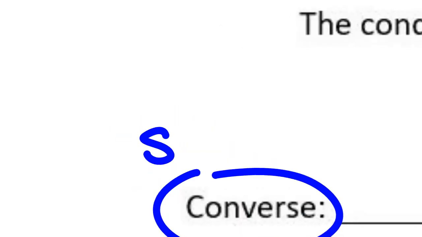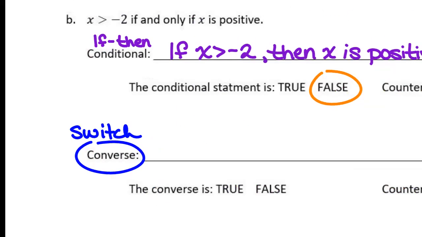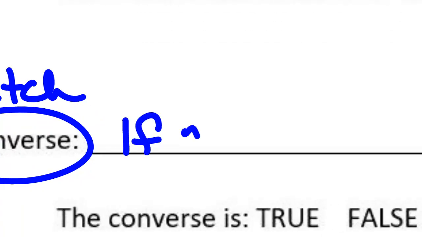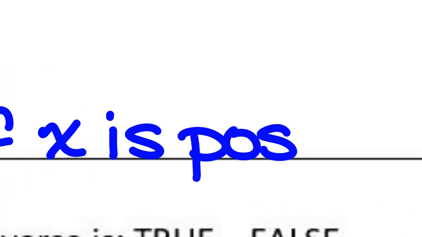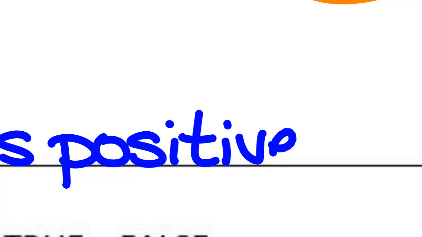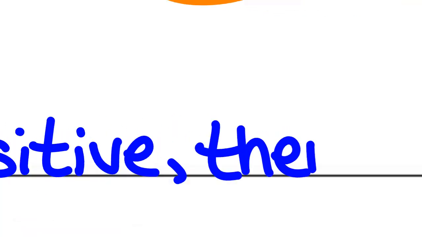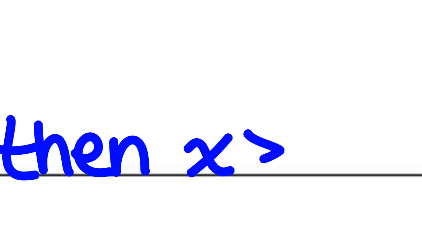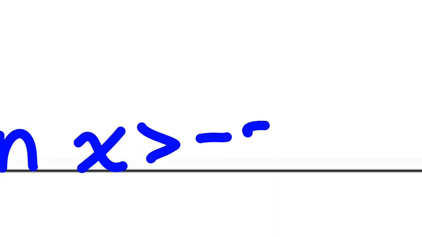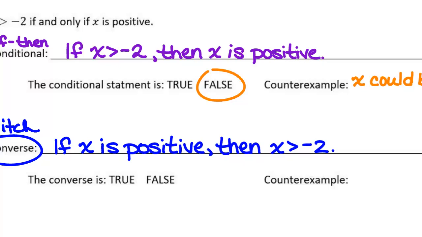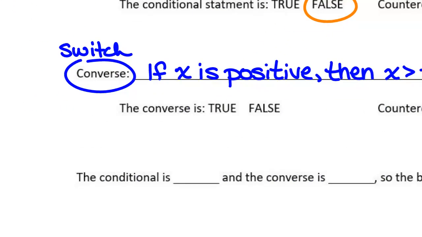All right, let's write our converse. So let's swish it around the other way. What would this look like? Yes, if x is positive, then x is greater than -2. If x is a positive number, does that mean it has to be bigger than -2? Yep, that one is true. If I have a positive number, it will be further to the right on the number line than -2 is.